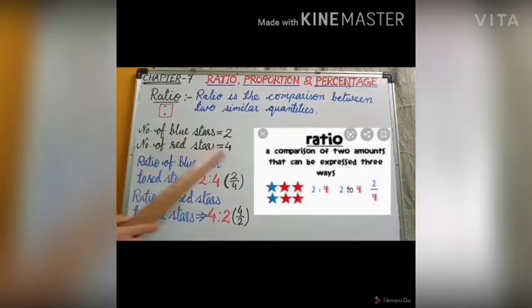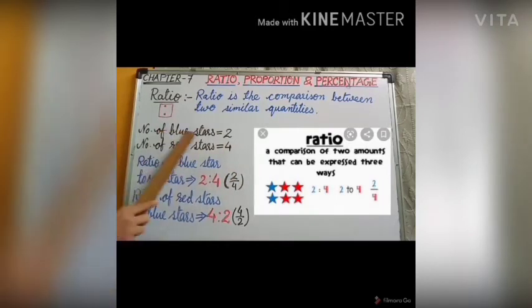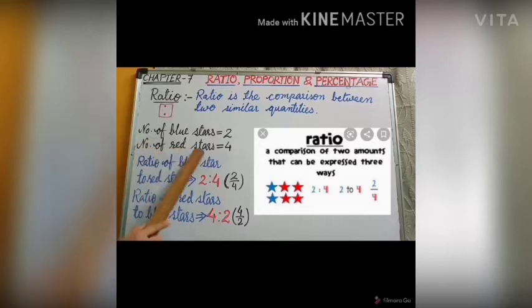Now students, look at this picture. Here you can see 2 blue stars are there and 4 red stars are there. So number of blue stars 2 and number of red stars 4. Here if we want to compare blue star with red star or red star with blue star, we can write them as ratios. So ratio of blue star to red star, here blue stars are 2 and red stars are 4. So what will be the ratio? 2:4. Or we can write as fraction 2 by 4.